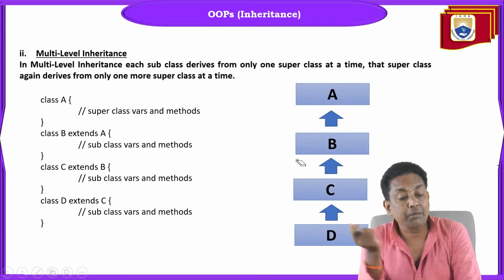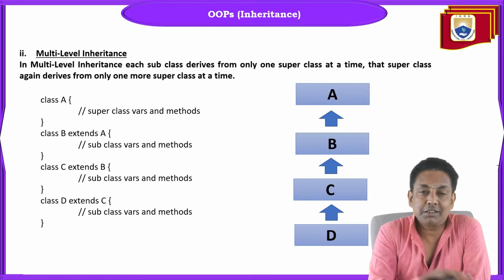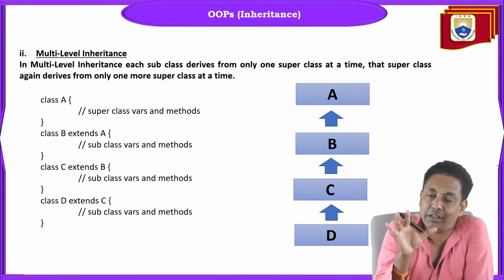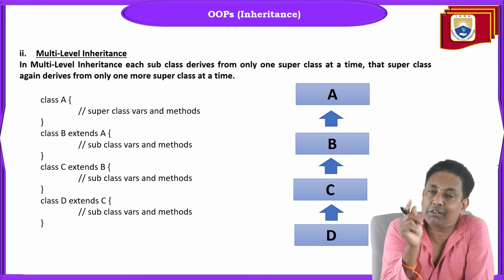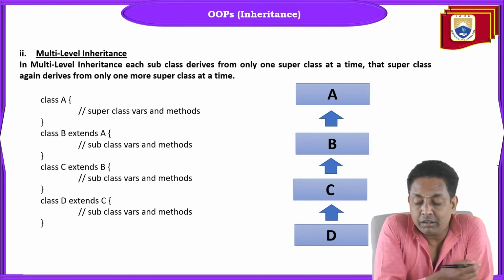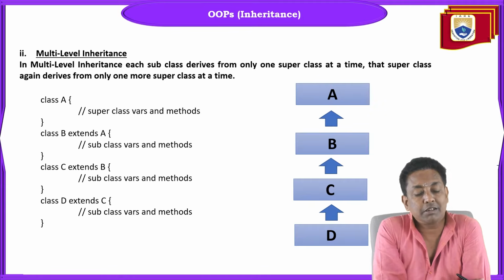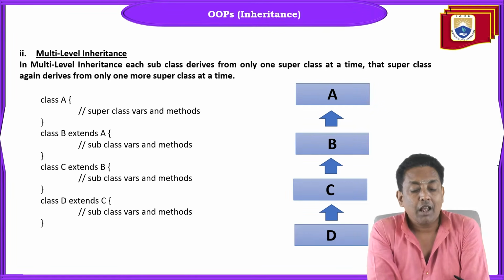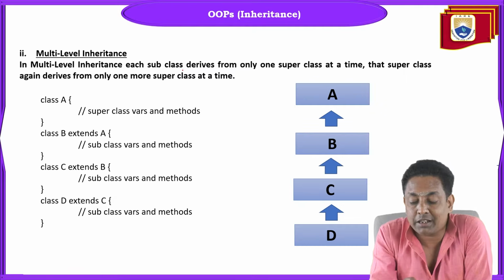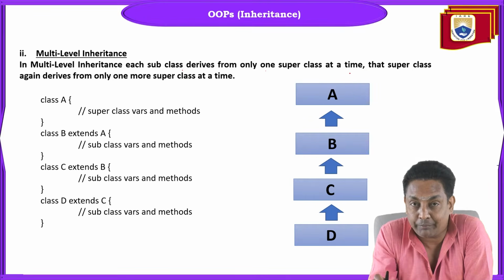Right, next. Coming to multi-level inheritance. Java supports only multi-level inheritance. We'll find out the reason why Java supports multi-level inheritance later on. It has some ambiguity problems that exist, so we'll discuss that later. How is multi-level inheritance? In multi-level inheritance, each subclass derives from only one superclass at a time.